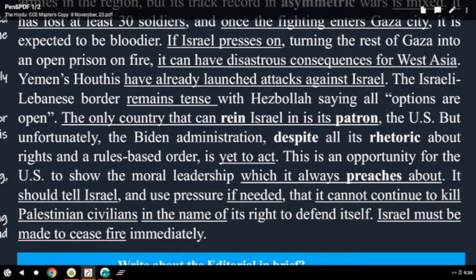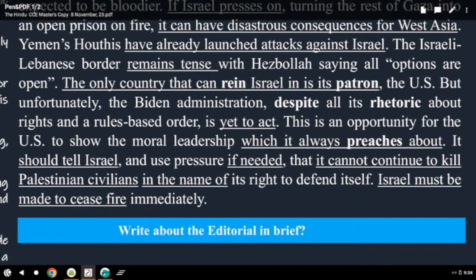Here it says, Yemen's Houthis have already launched attacks against Israel. Already Yemen has started. The Israeli-Lebanese border remains tense, with Hezbollah saying all options are open. It means any time they may attack. That's what it means. The only country that can rein in Israel. Now, what is the solution? Israel has been bombarding the Gaza district, and other countries have been requesting. Israel is not in a mood to listen to anyone. Only one country can control Israel. Which country is that? The US.